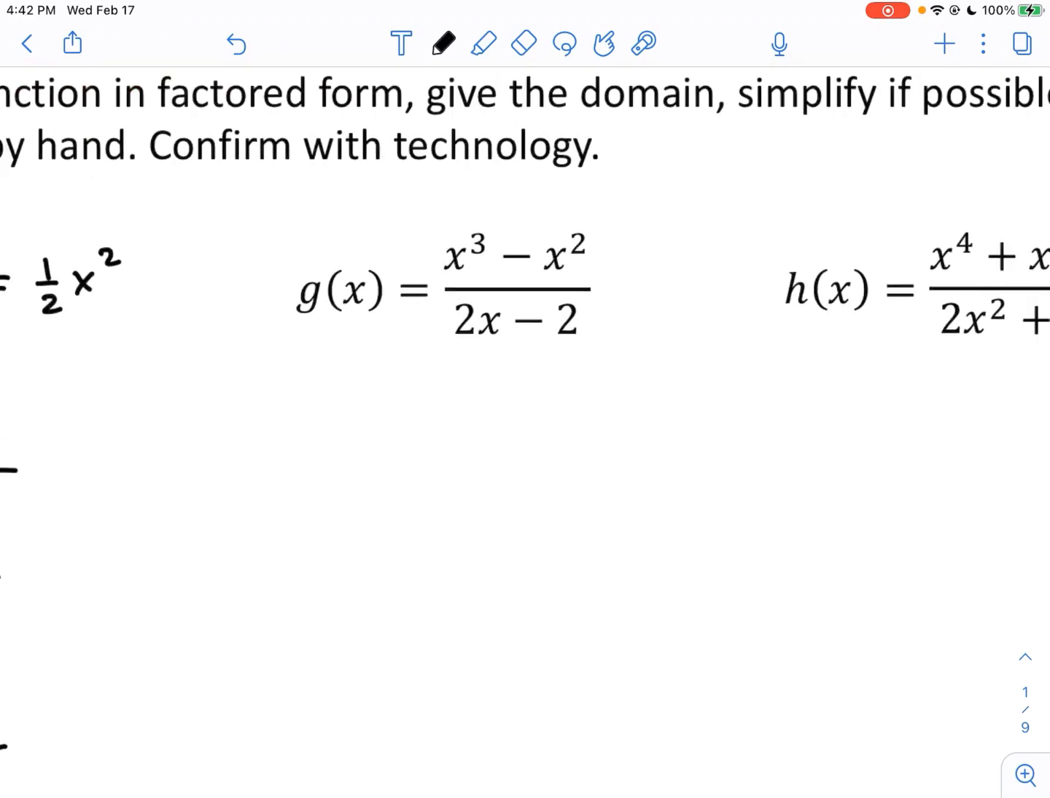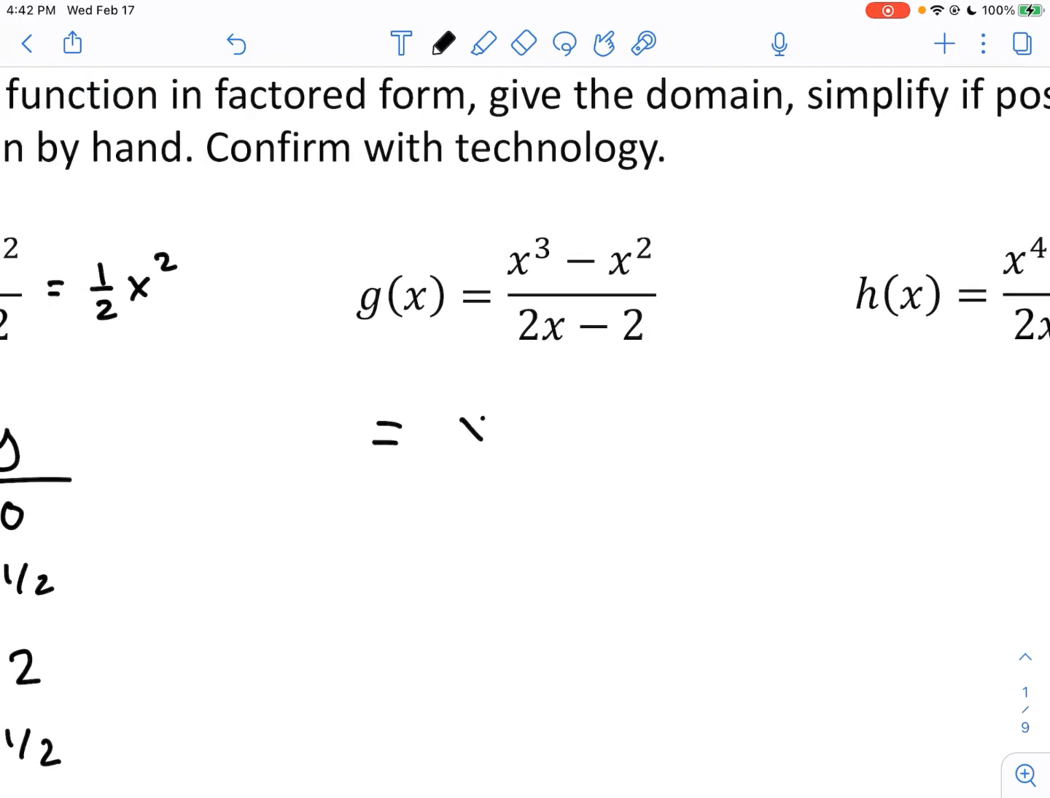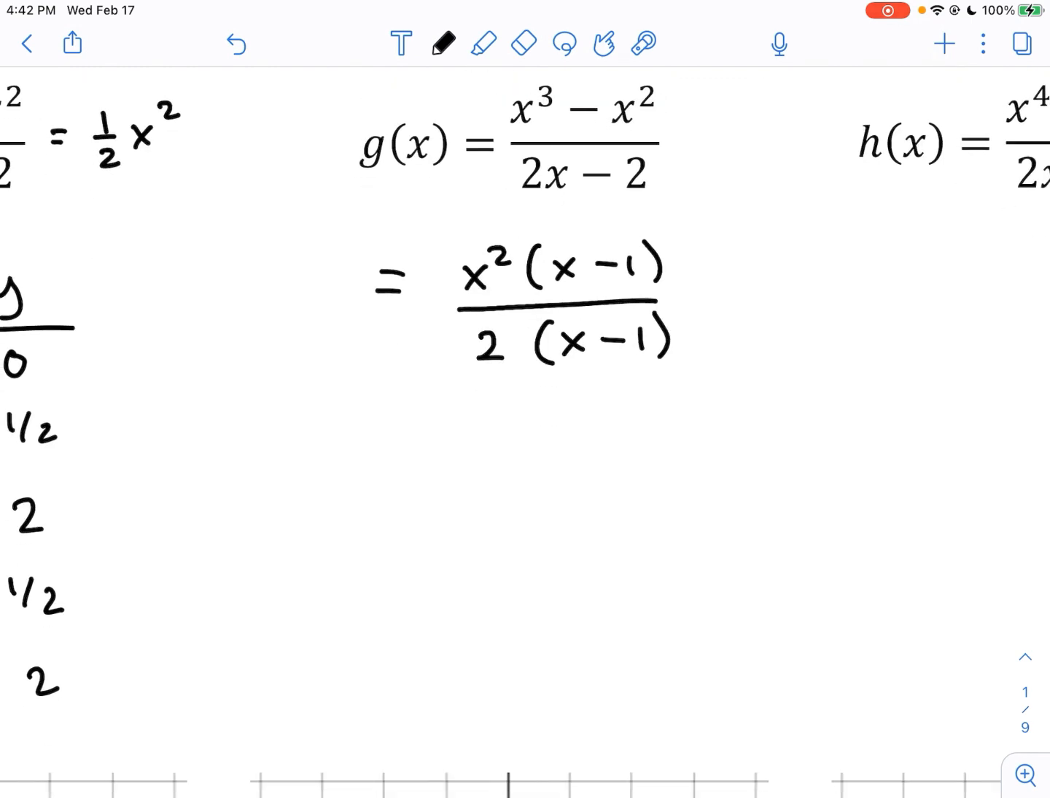But watch what happens when you factor it. In the numerator, I can factor out an x squared. That leaves an x minus 1. In the denominator, I can factor out a 2. That leaves an x minus 1. And then I can cancel some x minus 1s. But before we do the simplifying, we have to give a domain. And the domain is that x can't be 1.